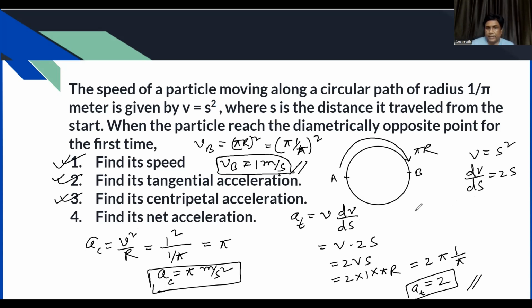So net acceleration is what? Net acceleration a is equal to under root ac square plus at square. AC is pi. Pi square is 10. Remember, pi square is 10. at square, which is 4. So under root 40.